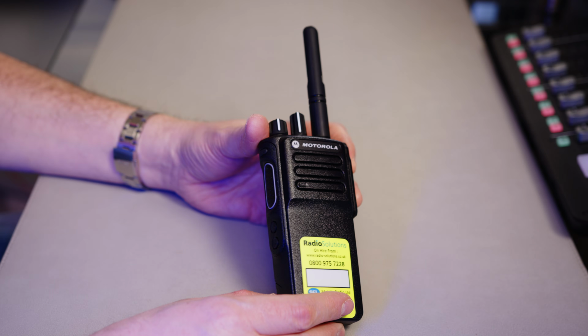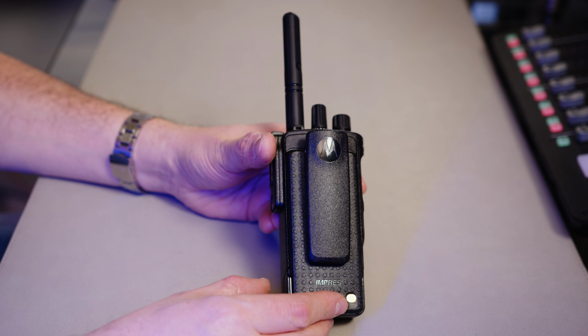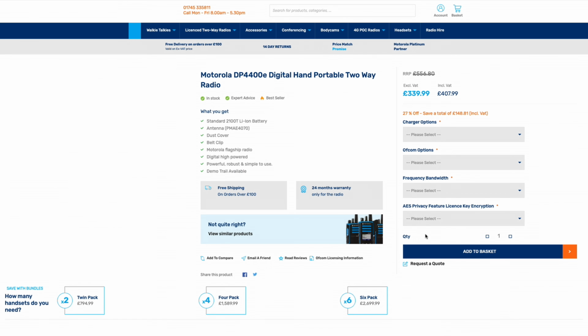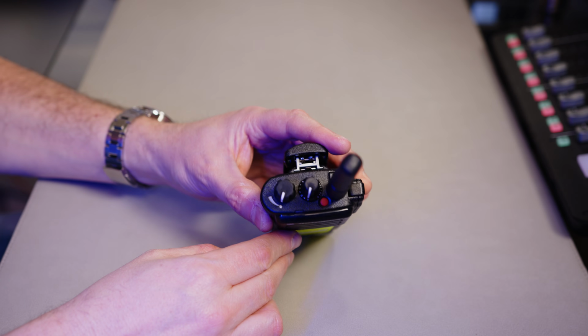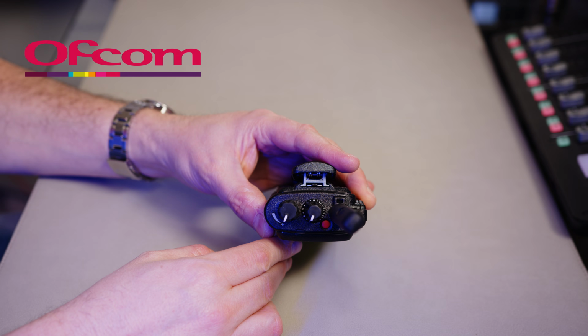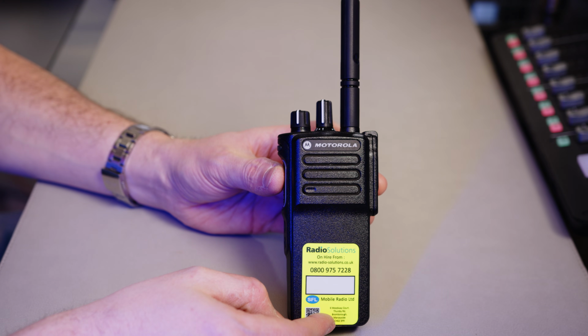This Motorola is top of the range and costs about £400 to £500 per radio. I'm assuming no volume or account-related discounts here. On top of that, you have to acquire a suitable license. In the UK, that's governed by Ofcom. If you're unsure about what license is required, Radio Solutions can manage that for you.